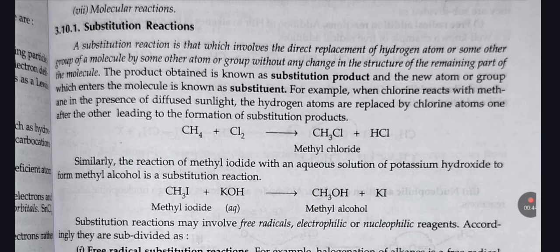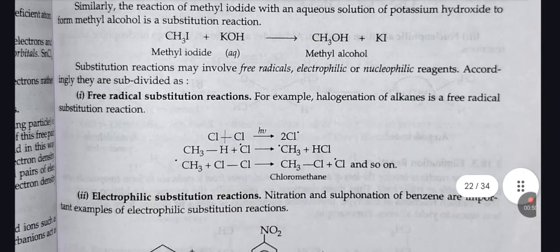Similarly, the reaction of methyl iodide with an aqueous solution of potassium hydroxide to form methyl alcohol is a substitution reaction. Methyl iodide plus aqueous KOH will give methyl alcohol plus KI. Substitution reaction may involve free radical, electrophilic, or nucleophilic reaction. Accordingly, they are subdivided as: first, free radical substitution reaction.